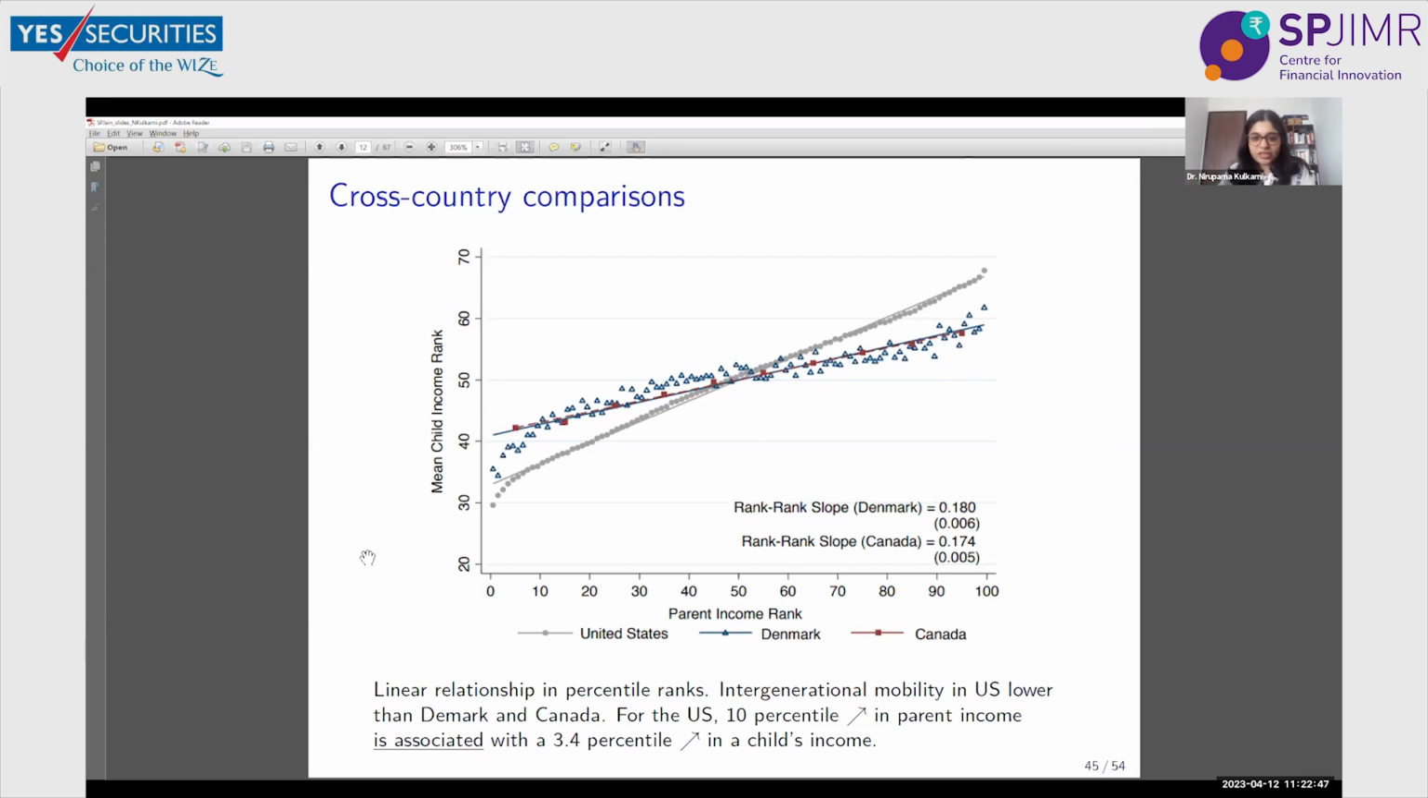And so again, just to give you a sense of what they look at. They basically rank the parents' income between 0 and 100. You rank children's income between 0 and 100. And then if you look at the rank slope, you find that for say Denmark, the slope is flatter, and for the US, the slope is more steep. And the idea is that, in the US, who your parents are matters much more than in Denmark. And this is the key takeaway picture.